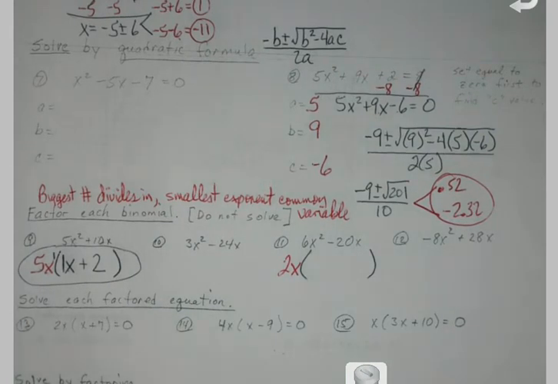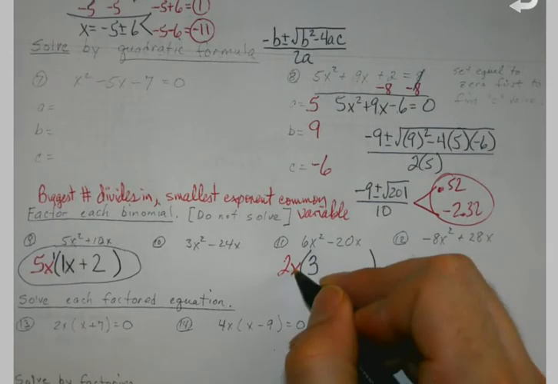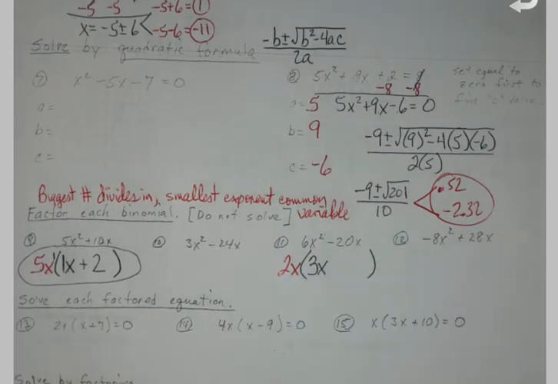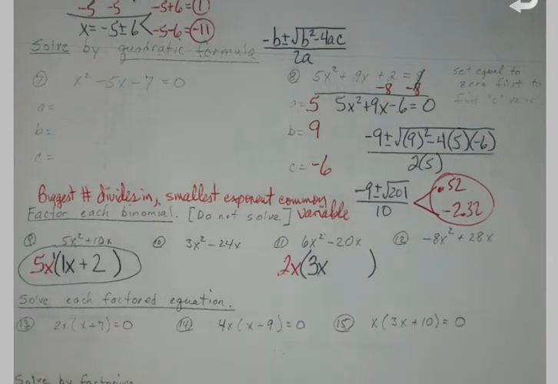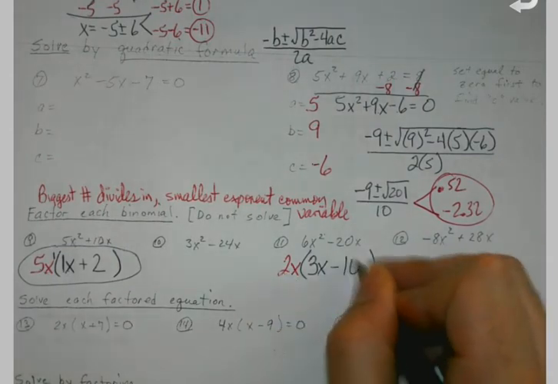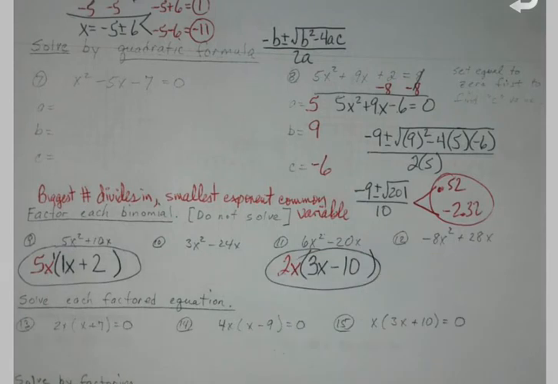So 2 times what gets me to 6? 3. Okay, and I've already got an x here, but I need 2, so I need 1 more. 2 to get to negative 20, negative 10, okay. And I already have the x. So I'm done on that one. Simple as that.